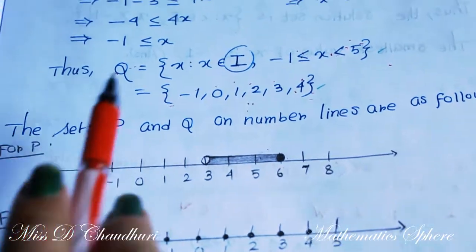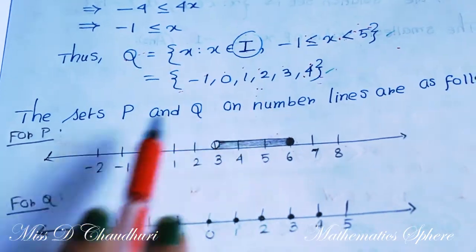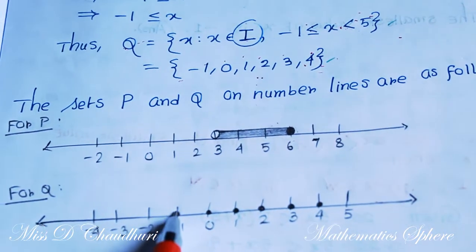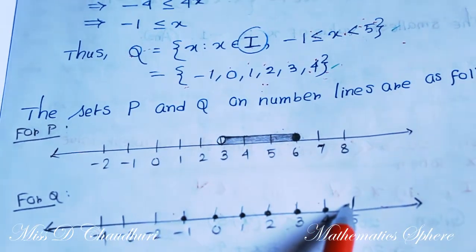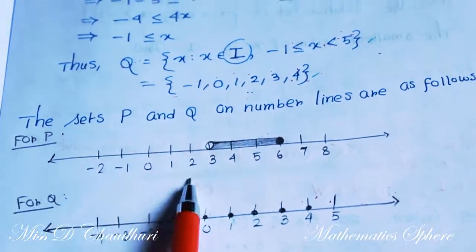And for Q we have already got the solution as minus 1, 0, 1, 2, 3, 4. So for Q we can draw the number line and we will mark dots upon minus 1, 0, 1, 2, 3 and 4. So this part and this part is complete, and the number lines are also done.